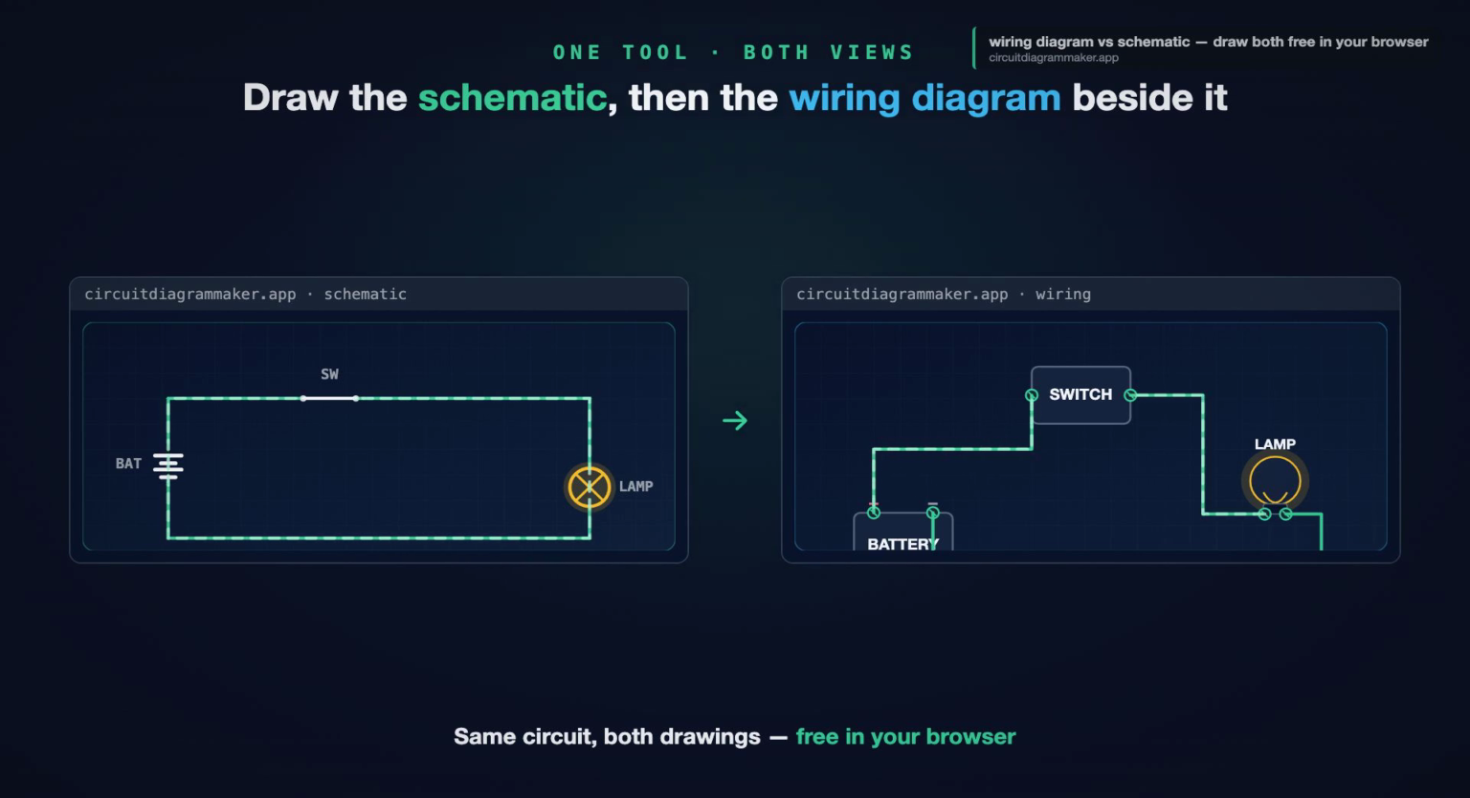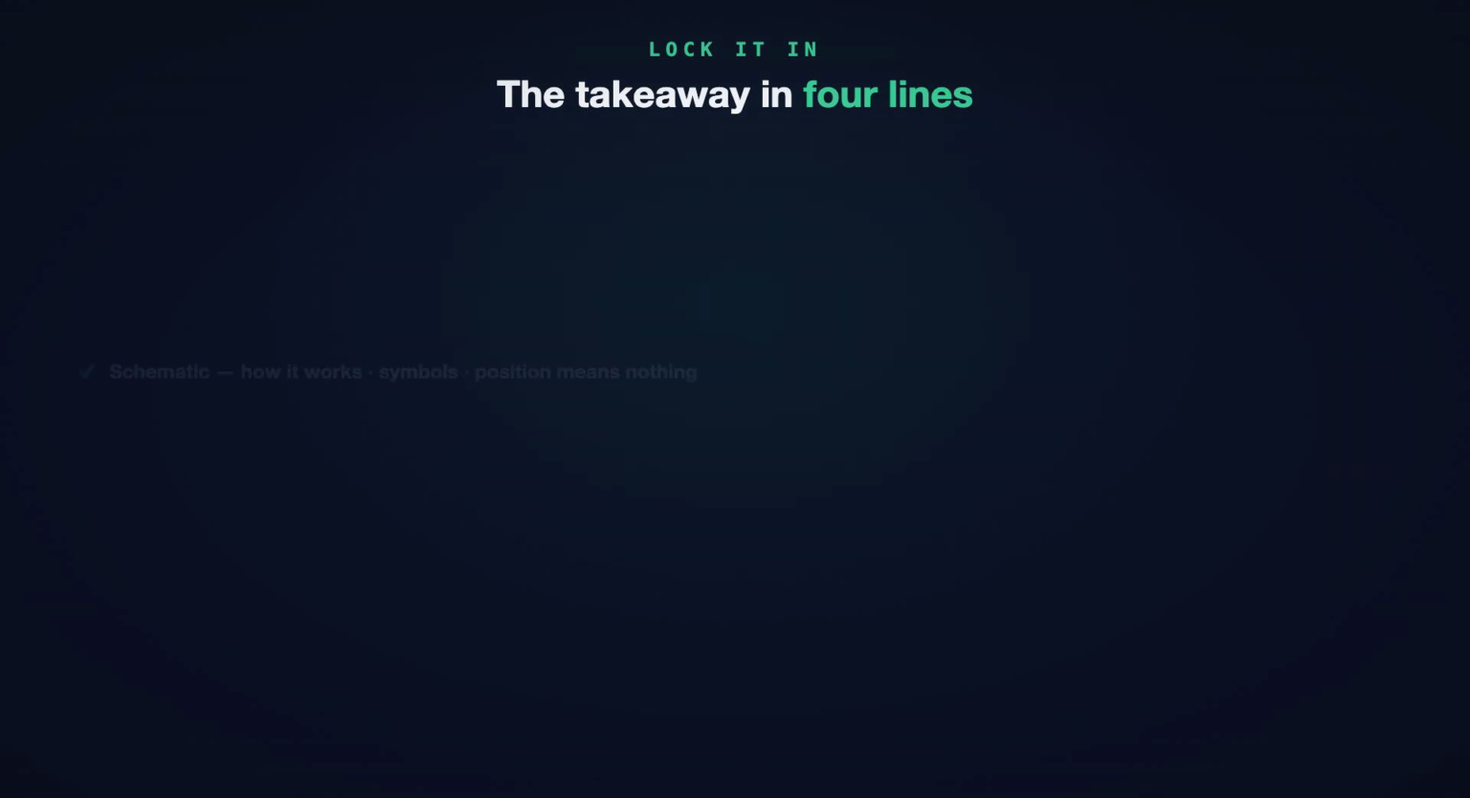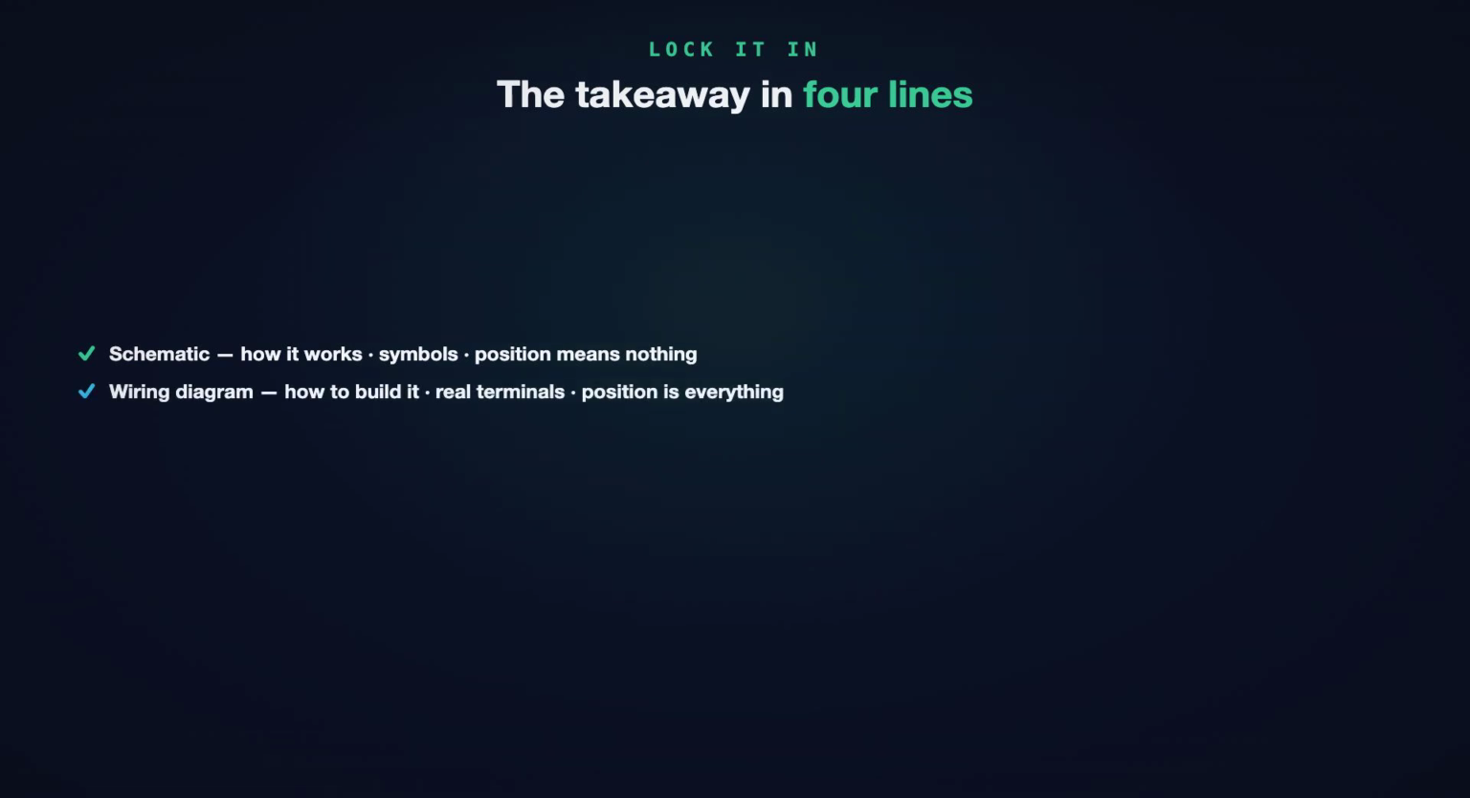So, wiring diagram versus schematic. Let's lock it in. A schematic shows how a circuit works. Standard symbols, connections, position does not matter. A wiring diagram shows how to physically build it. Realistic parts, real terminals, and position is everything. Understand versus install. Function versus layout. Ask the one question, does moving a part change the meaning? And you will never confuse the two again.